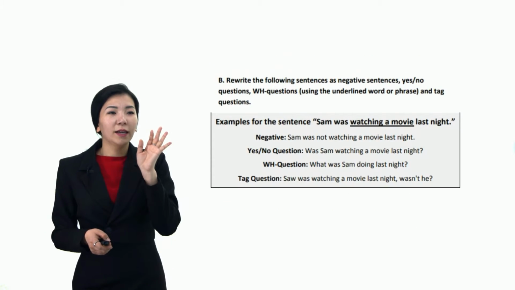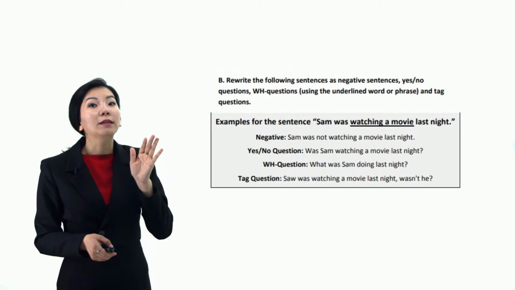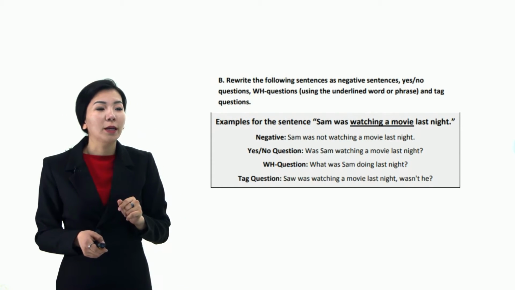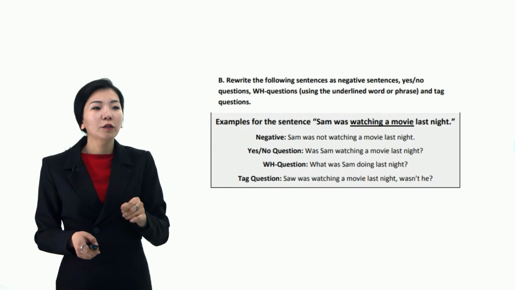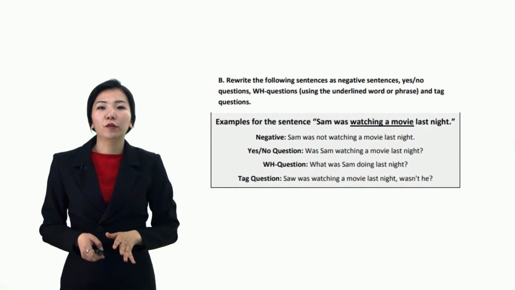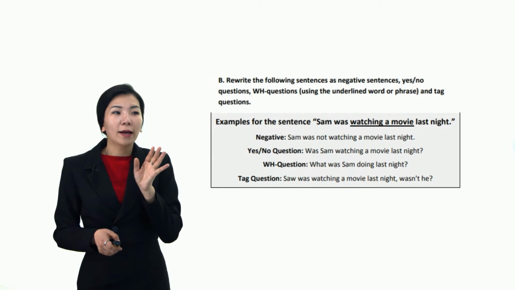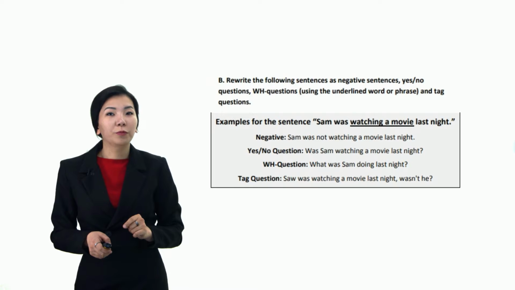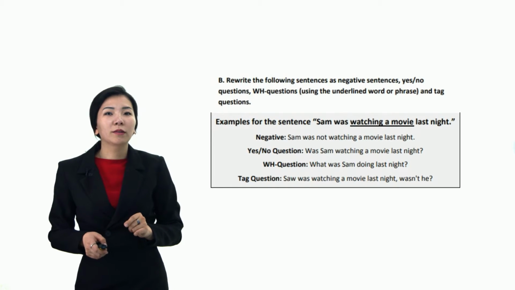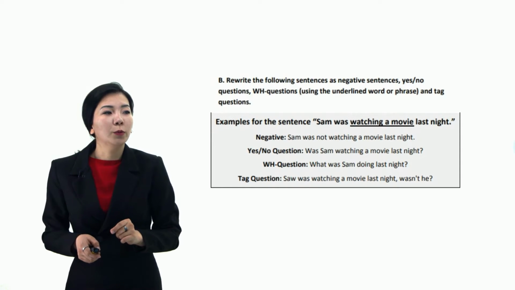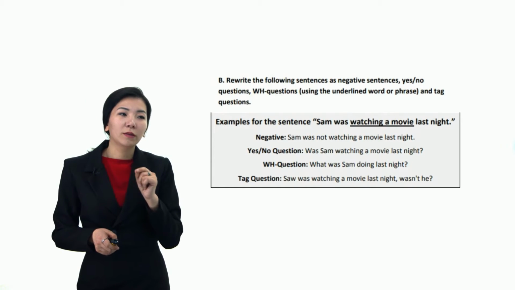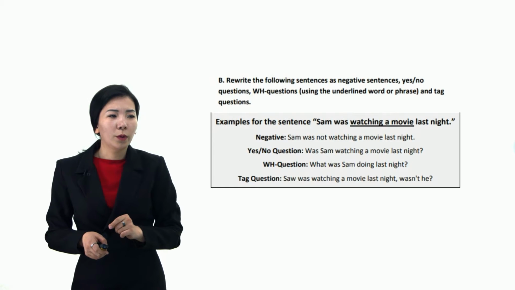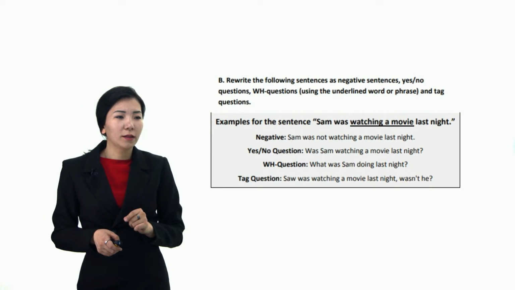The next task, again, you need to rewrite the given sentences. I'm gonna give you 3 more sentences and you need to rewrite them into negative, yes/no question, special question, and tag question ones. So, as an example, let me read the example and you're gonna read the 3 more sentences by yourself. Sam was watching a movie last night. In negative: Sam was not watching a movie last night. Was Sam watching a movie last night? What was Sam doing last night?